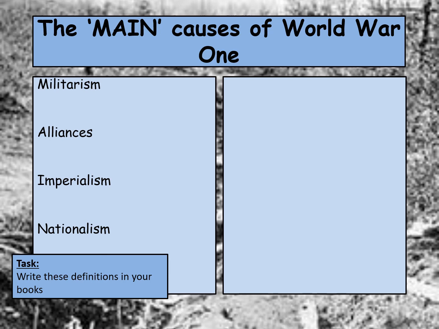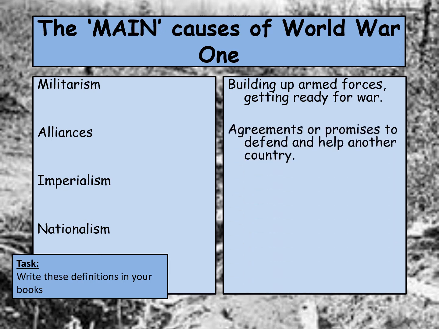So militarism is our first word. So we need to write down what it means. It means building up armed forces. So that might mean recruiting more men, building more ships, getting ready for war. Alliances, we've kind of already talked about this. It means agreements or promises to defend or help another country.